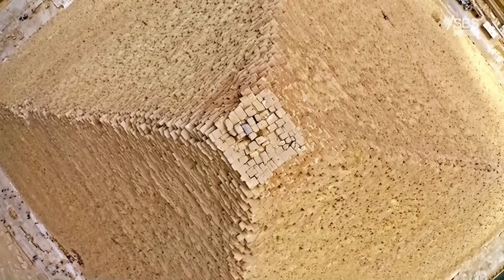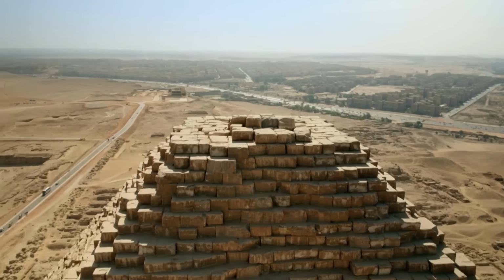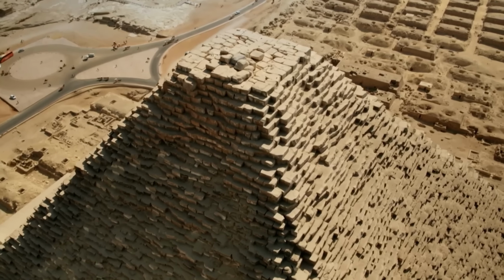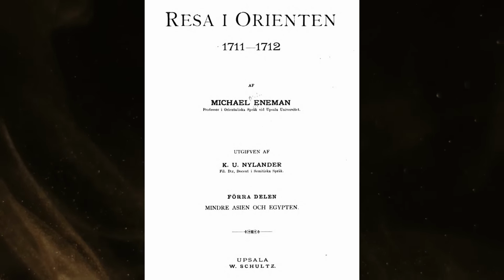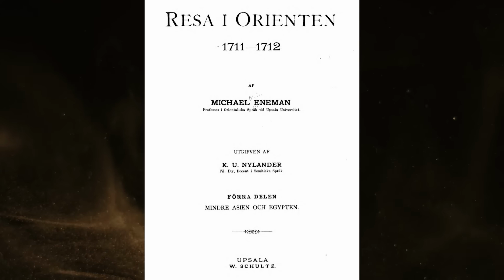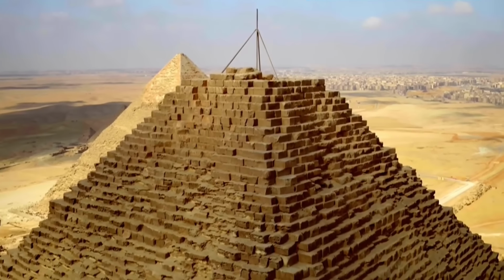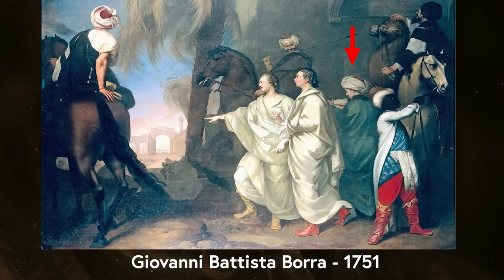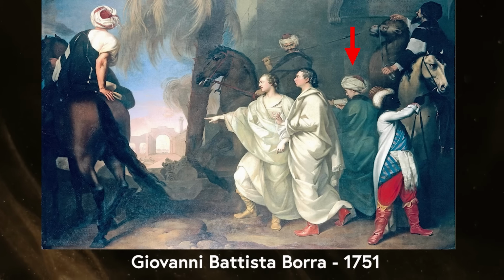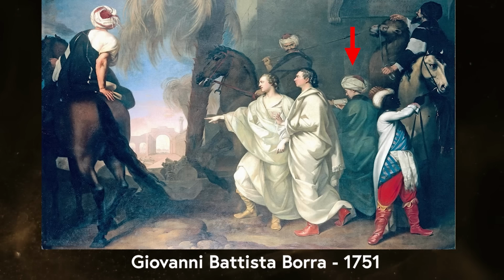Knowing the importance of this discovery, and with the help of my amazing channel members, we tracked down 2 more testimonies that corroborate James Dawkins' account of this oversized stone. First comes Michael Eneman in 1711, who measures it at 6.5 feet by 6 feet by 3 feet, making it about 18,500 pounds. Even more remarkable is Giovanni Battista Borra, who sketched and measured every angle of the top 3 courses of the Great Pyramid in 1751.